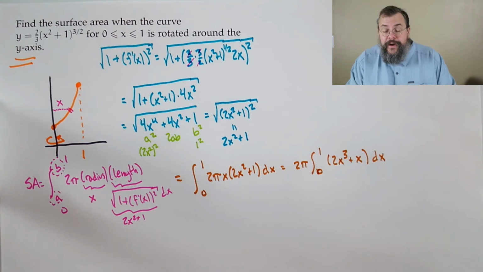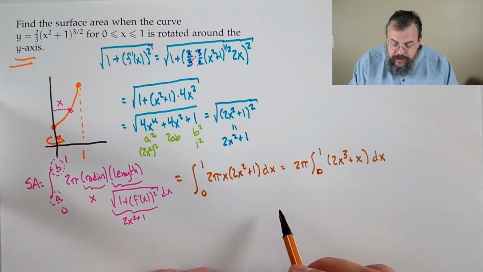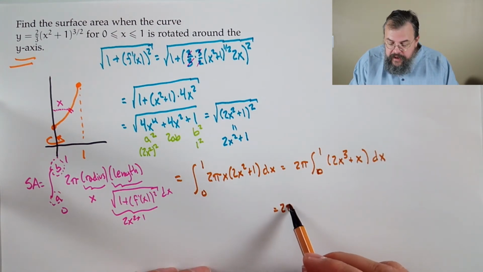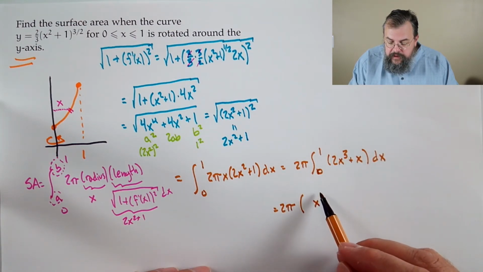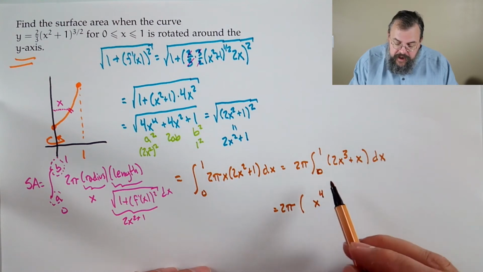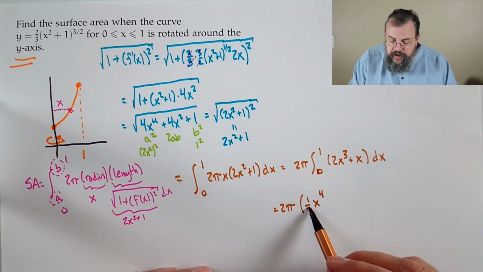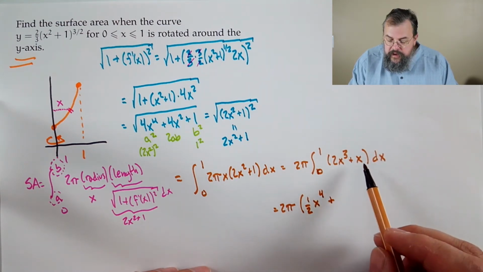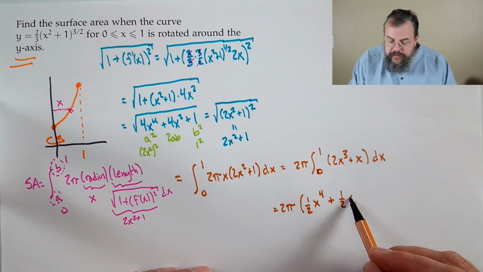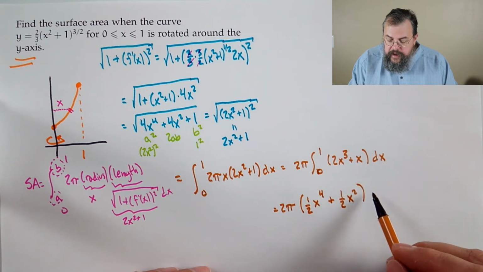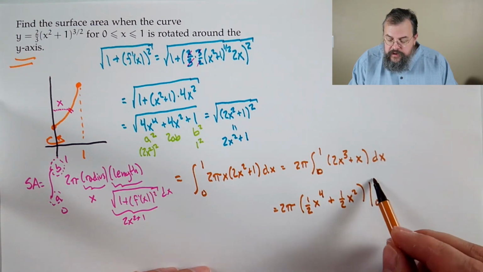Now we're ready to go. We integrate. So this would be 2 pi, and then when we integrate, add 1, so that would be x to the 4th, and then divide by 4. 2 over 4 is a half. Plus, here, x squared, divide by 2, a half x squared. And evaluate from 0 to 1.